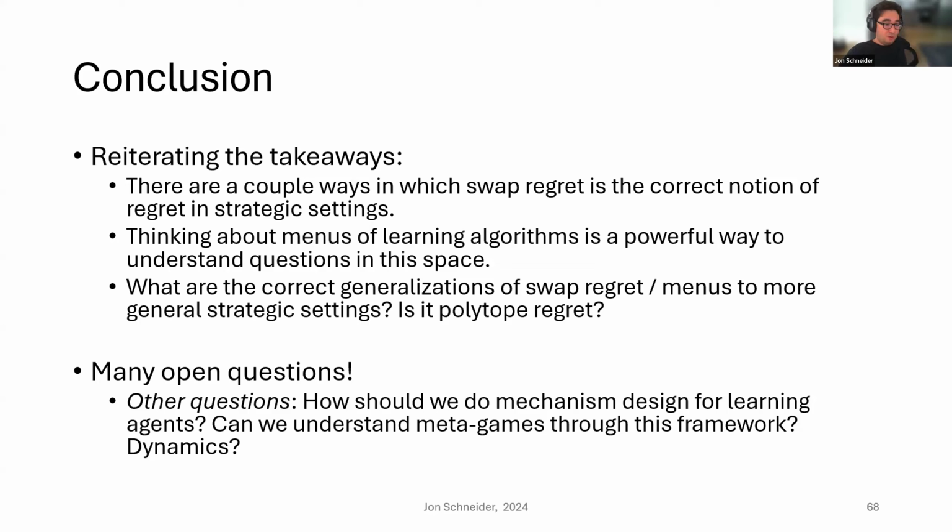So, connecting back with some of the things Yoav said, can we use the insights from this line of work to understand how to do mechanism design for learning agents? Can we understand metagames through this framework? Can we understand dynamics, or do low swap regret algorithms have nicer dynamics than low external regret algorithms? These are all, I think, pretty interesting questions, and I think there's still a lot of work to do.